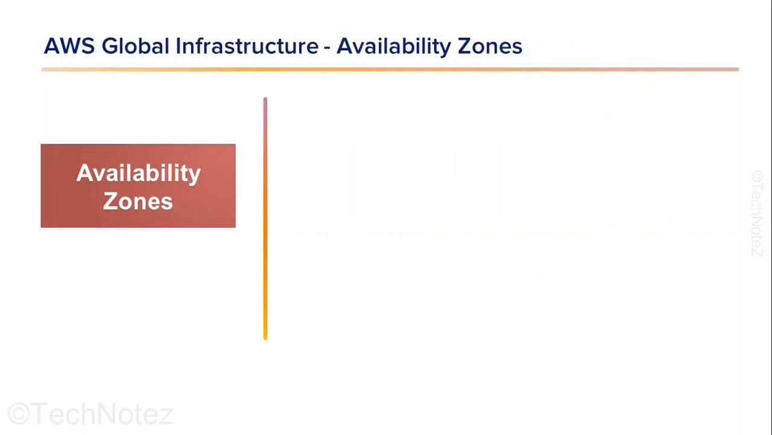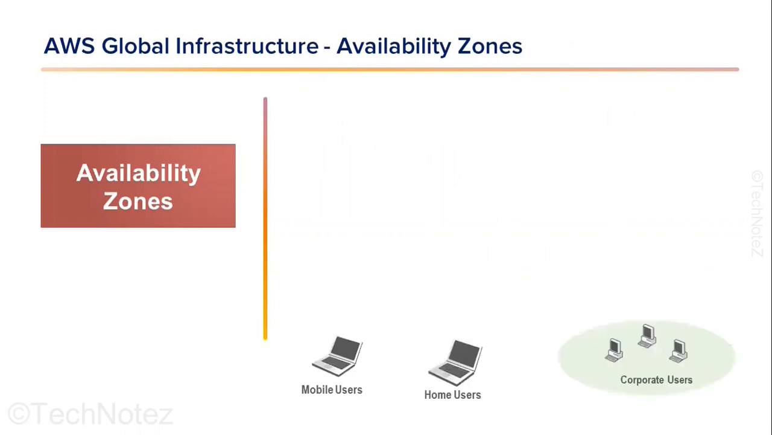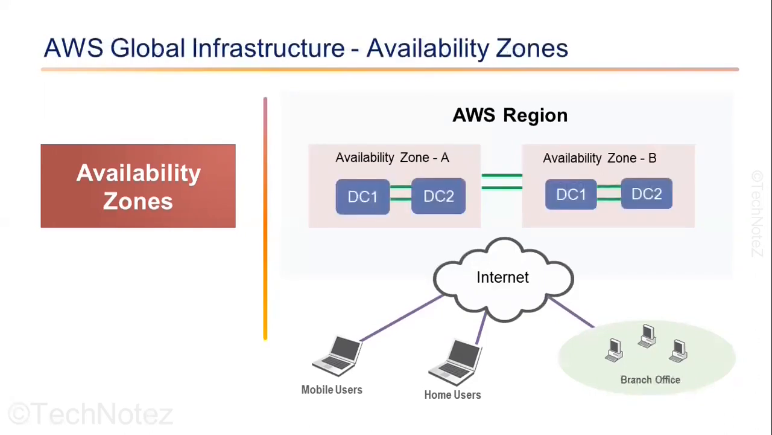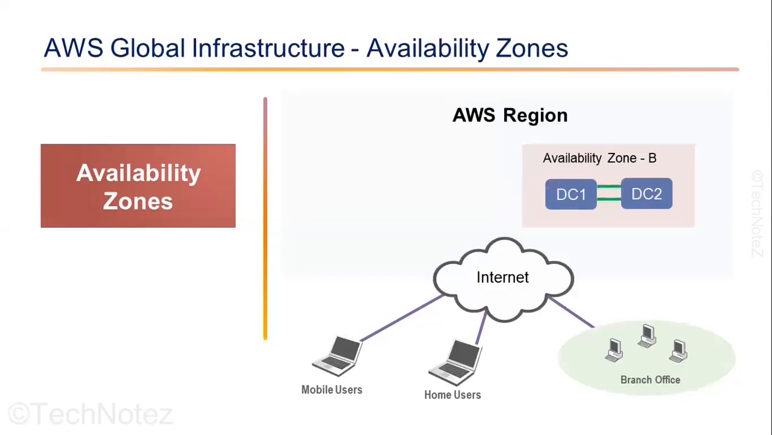When we plan to host an application on AWS, be it for mobile users, home users, or corporates, we get an option to select the region and availability zone to host the application. Once you host the application, then users can access the application via the internet or Direct Connect based on your application architecture. When one of the data centers in an availability zone goes down, your application will be accessed via a redundant data center. And in the worst case, if a complete availability zone goes down, you can access your application via a redundant availability zone.